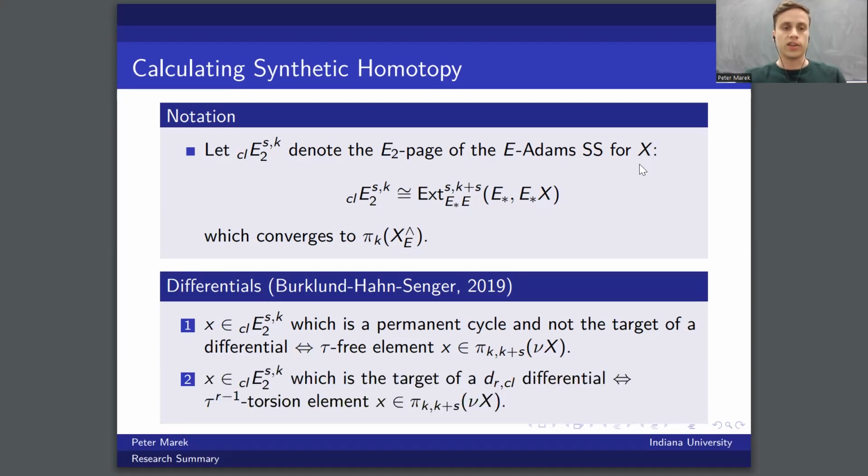And secondly, they show that if you have an element in the E2 page which is the target of a differential, then this corresponds to tau to the r-1 torsion in synthetic homotopy in that given bidegree. So this is important because the tau to the r-1 torsion is how we keep track of differentials synthetically. That is the mechanism.